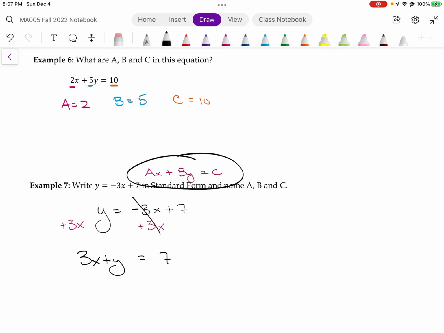It looks like this form right here. So we're going to name all of the parts. A equals 3. B is the number in front of y right here. Well, there's nothing there, which means it's a 1. It's not a 0. If it was a 0, 0 times y is 0, y would be gone. It's a 1, so be careful. B equals 1, and C is the constant, so C equals 7. If you'd just chosen it without rearranging it, you would have gotten A incorrect because it's a negative and it needs to be over on the left side, which makes it positive.